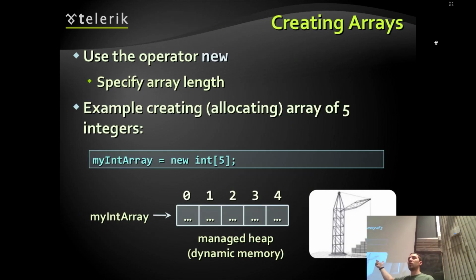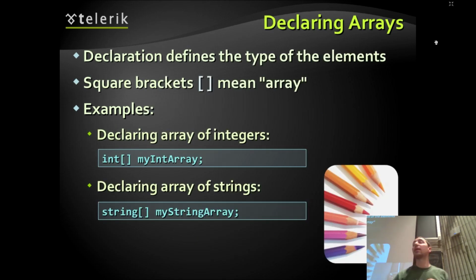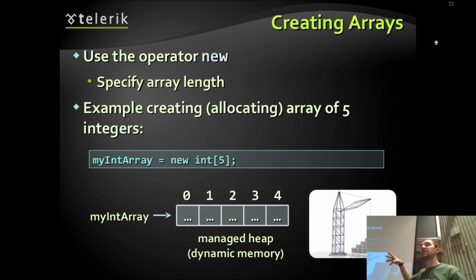So the new keyword, once again, new int 5. This is how you allocate an array of 5 integers. You put the 5 in the square brackets. So declaring the variable, you put the square brackets right after the word int. Allocating the data that goes to the reference, you put the number inside of the brackets.